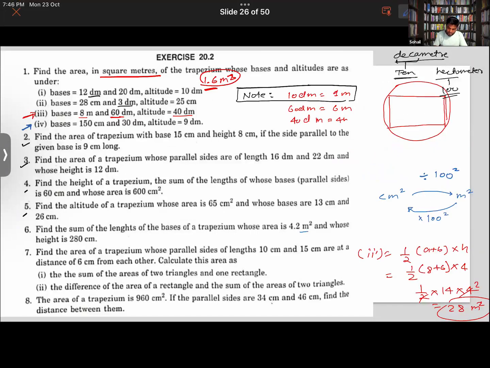Okay, so actually let's practice one question. It should not take more than a few seconds. So take question number 5. Okay, do this one.